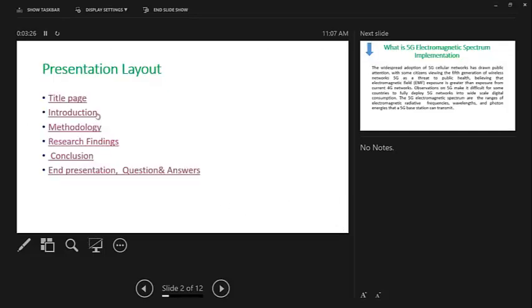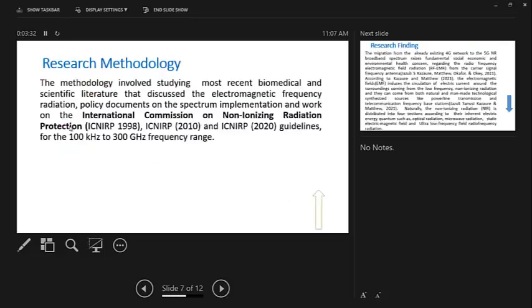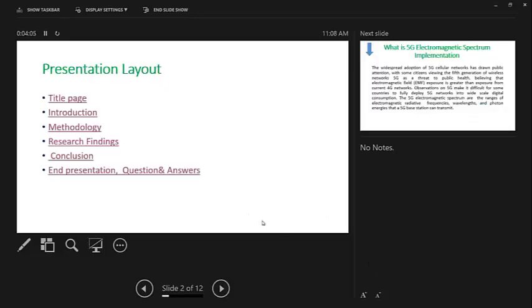We move up. Then, looking at the methodology, the methodology that was adopted in this research involves studying most recent biomedical and scientific literatures that discuss the electromagnetic frequency radiation, policy documents on the spectrum implementations, and work on the International Commission on Non-Ionizing Radiation Protection 1998, 2010, and 2020 guidelines for the 100 kHz to 3,000 GHz frequency range. Research findings.